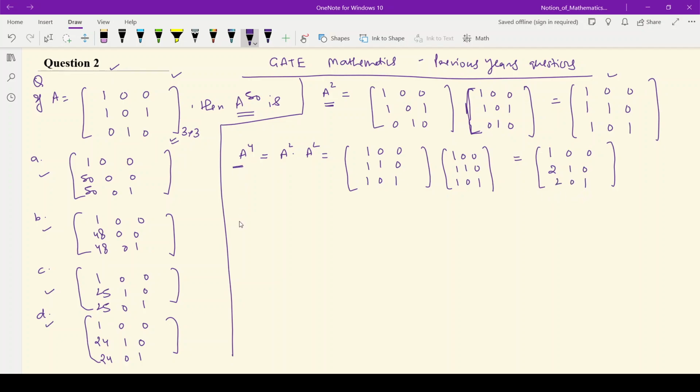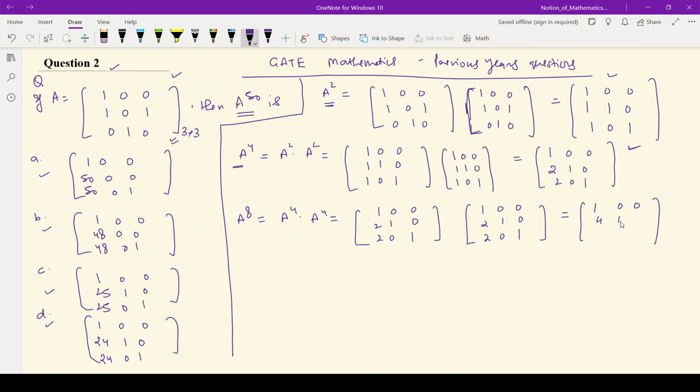After evaluating A to the power 4, I am aiming for A to the power 8, that is A to the power 4 into A to the power 4. It means this matrix is multiplied 2 times: 1 0 0, 2 1 0, 2 0 1 into 1 0 0, 2 1 0, 2 0 1. If we multiply these two matrices, the result will be 1 0 0, 4 1 0, and 4 0 1.